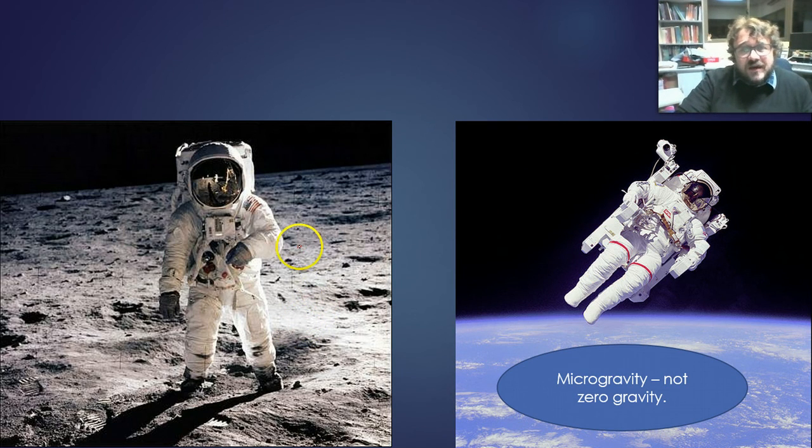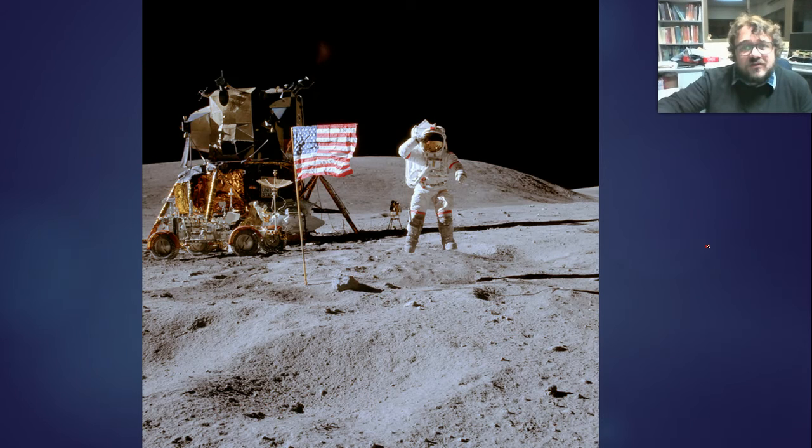Here we see an astronaut on the moon. I believe that is Buzz Aldrin, because Michael Collins didn't come down, and Neil Armstrong has a big red stripe down his hat to show he's the boss. And here we have an astronaut going on a spacewalk. This is microgravity. It is not zero gravity. That astronaut is actually in free fall towards Earth, but so is the space station that he's attached to.